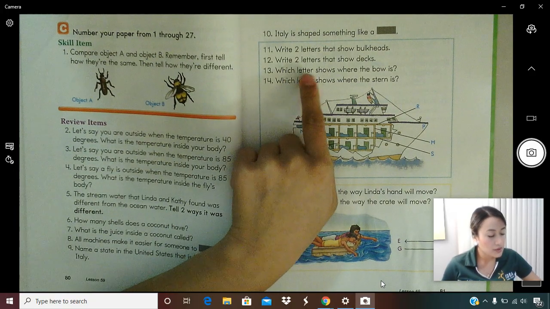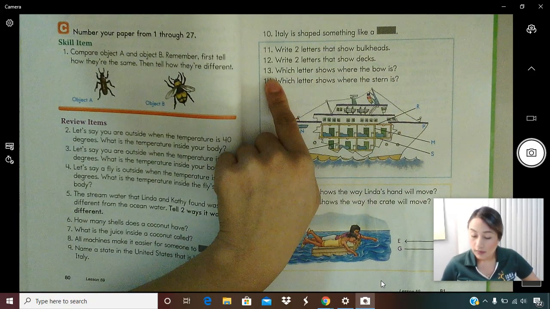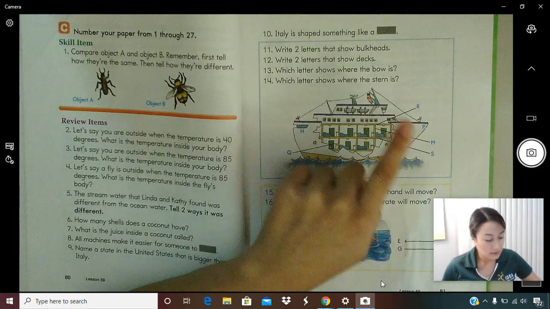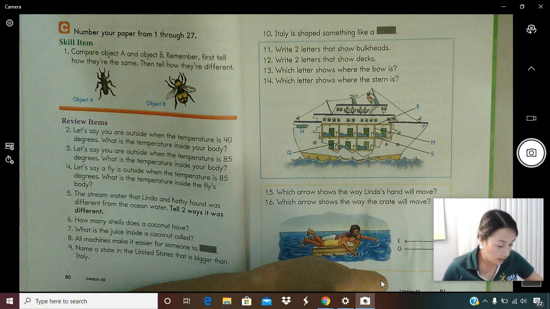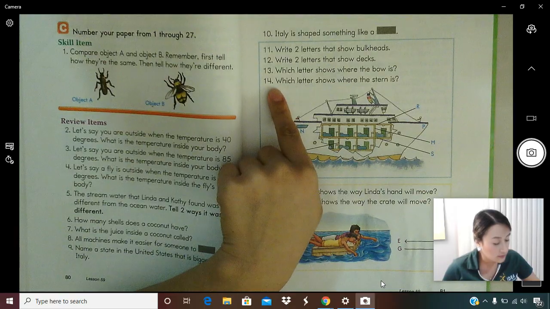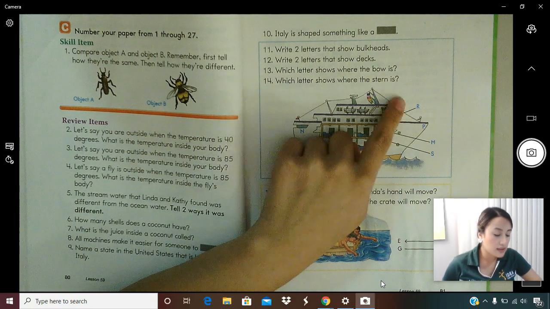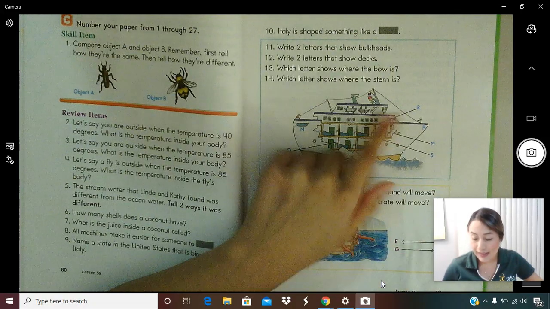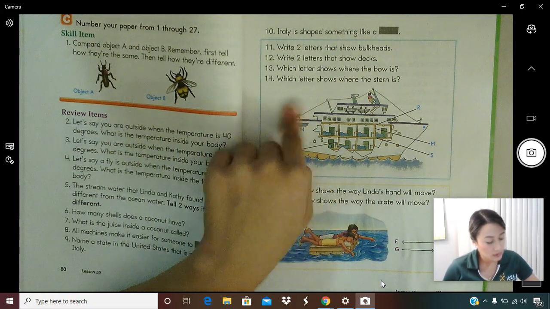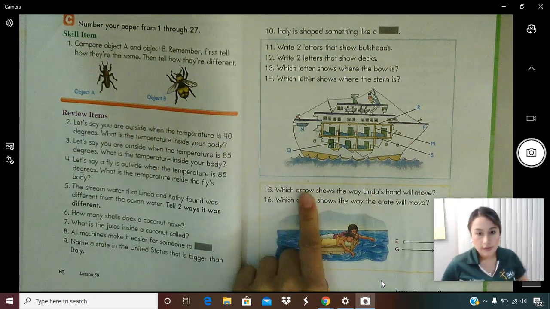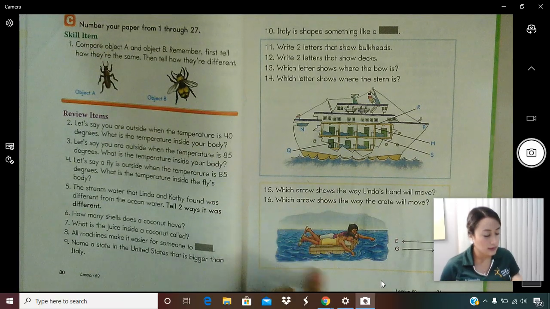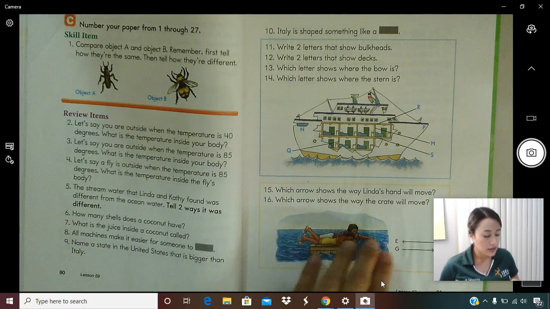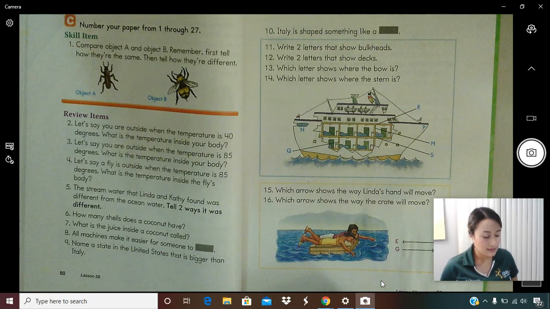Number 13. Which letter shows where the bow is? Your answer is P. If you look at the ship, the bow is the front of the ship, okay? The next question. Number 14. Which letter shows where the stern is? The answer is N. If you look at the ship, you can see it there, all right? Number 15. Which arrow shows the way Linda's hand will move? If you look at the picture, which arrow tells you which way Melinda's hand is going to move? Arrow E or arrow G?